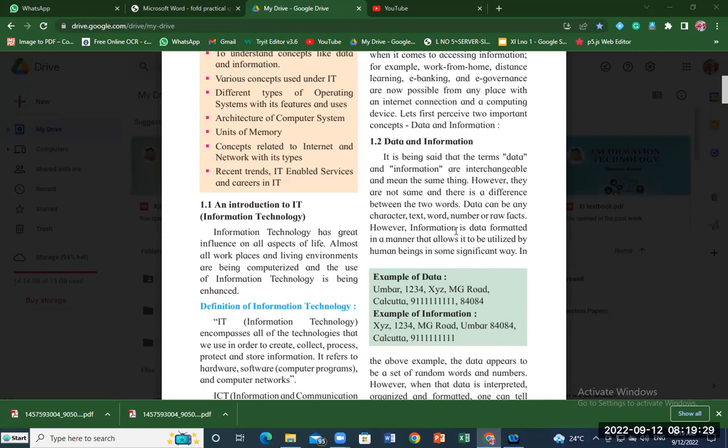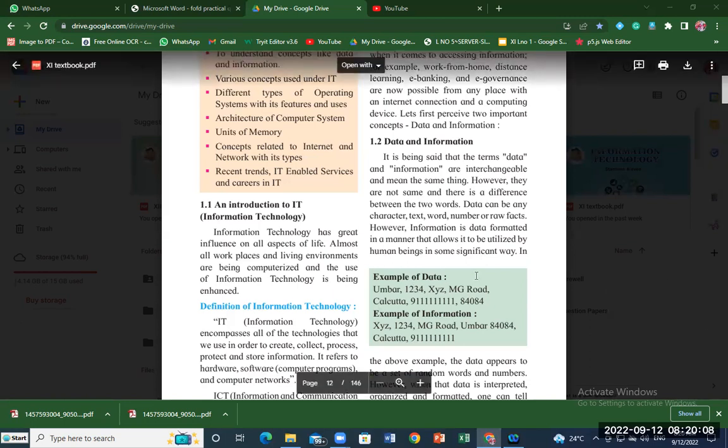However, information is data formatted in a manner that allows it to be utilized by human beings in some significant way. Data is only the raw facts, only the words which I felt are good, but it is not giving me meaningful information, right? But if I process it, if I format it, and if I frame it in proper sentences, then it can be utilized by human beings. So I can write a composition, I can write a letter, I can write anything with those keywords.